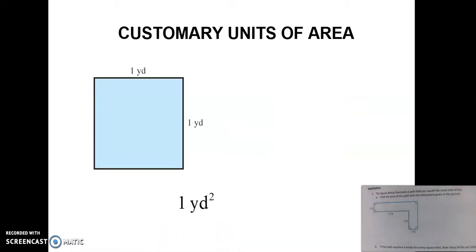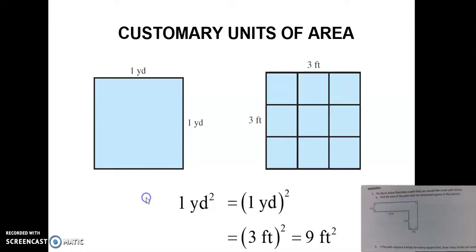Similarly, with a square yard here, you're going to have 3 feet per yard. And if you break that out, what does it look like? 3 by 3. So really you have 9 square feet. You square that 3. So really 1 square yard is 9 square feet.